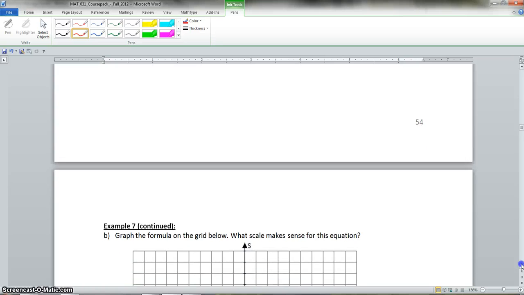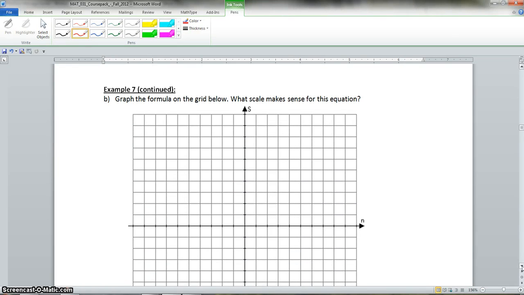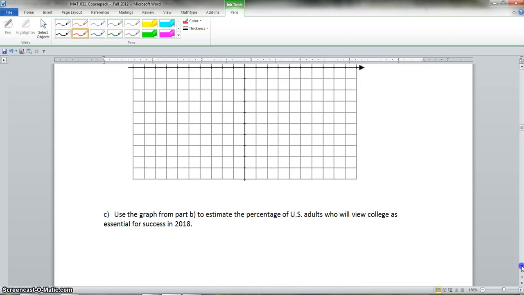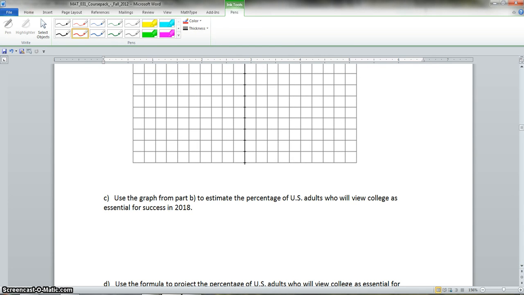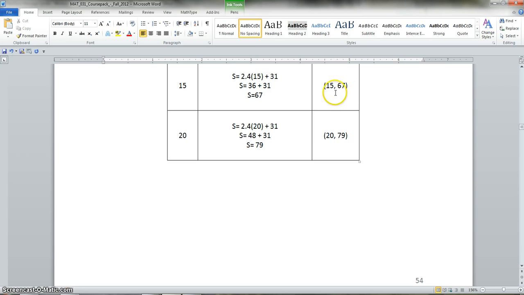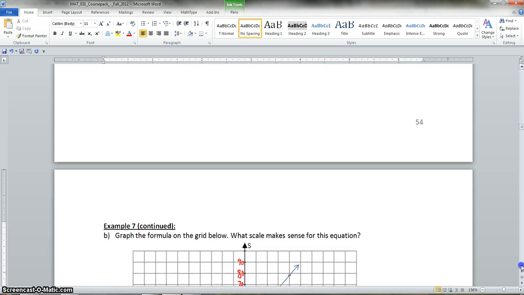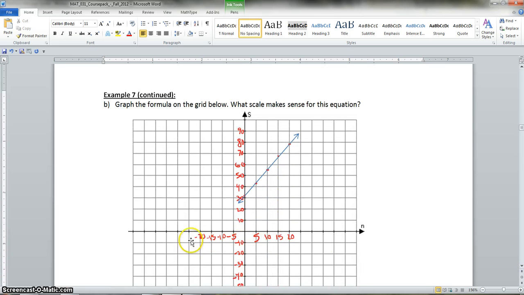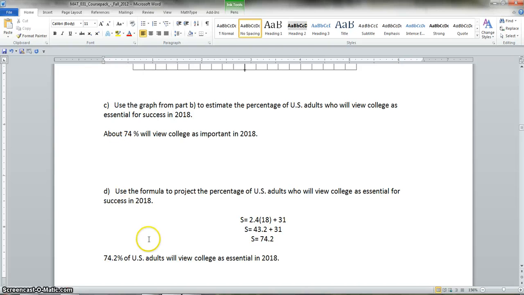Now with example 7, I will graph that in just 1 second. Okay class, there was a little error with the 15. It's supposed to be, y is supposed to be 67, not 36. So make sure you make that change. Down here I have my graph. I used a scale of 5 for n, and also a scale of 10 for s. And I drew my graph. Finally, here are the answers for C and D. You could pause this and you could have these answers available to you.